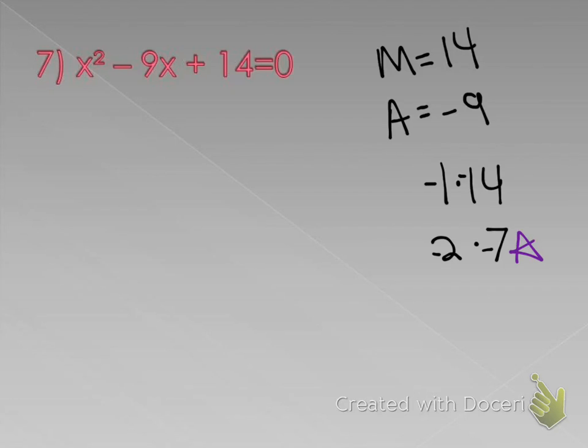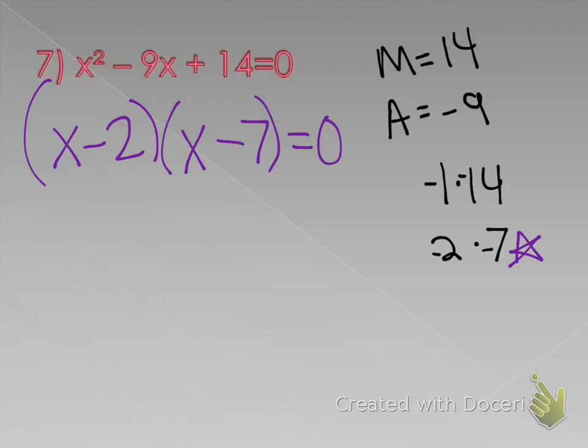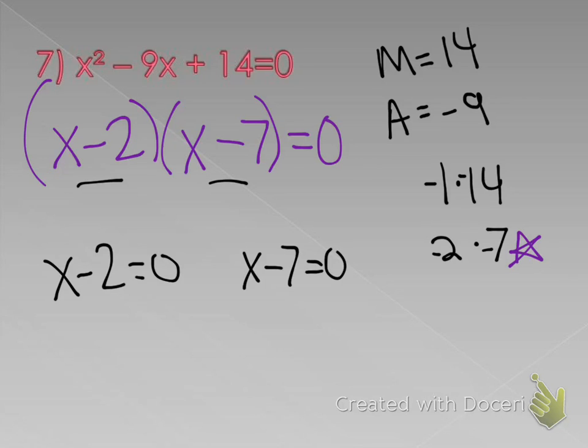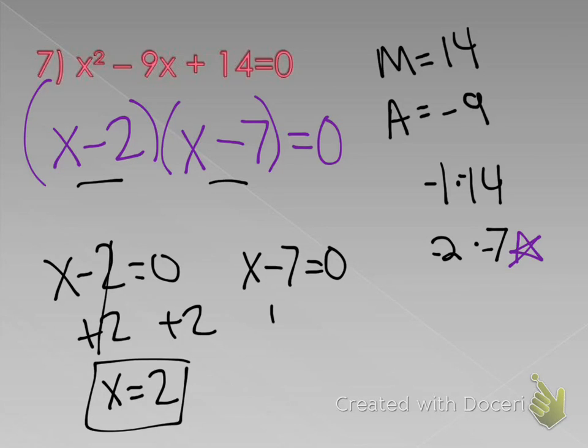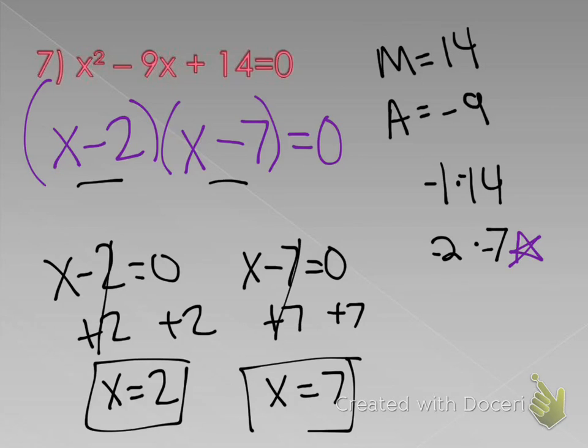Yes, -2, -7. So I'm going to do x minus 2, I'm going to do x minus 7. Quiet, only 2 more. We can do this. So x minus 2 is going to equal 0, or x minus 7 is going to equal 0. What do I do for that first one? Add 2, add 2. So x equals 2. And add 7, add 7. So x equals 7. Raise your hand if you have any questions. If not, we're going to jump right into number 8.